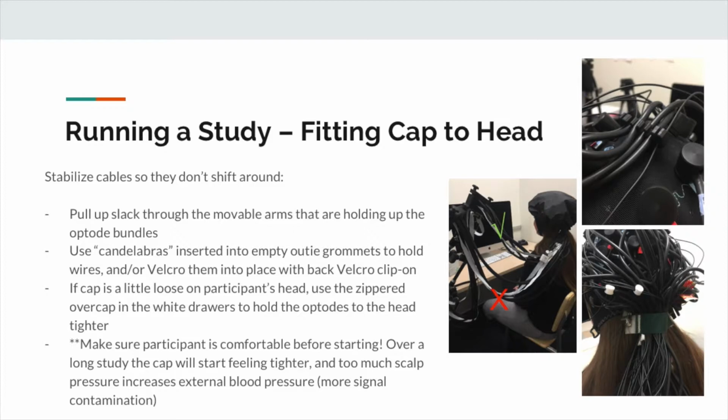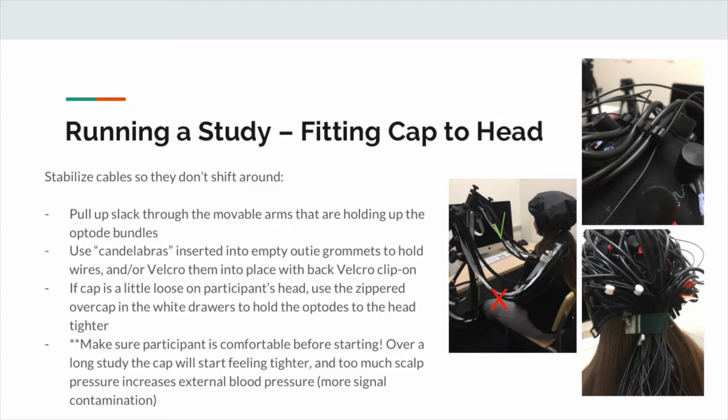You can also use what we call these candelabras, which are these little kind of forky plastic things. If you put them into empty grommets on the cap, then you can put the wires into them, and they hold those wires in place so they're not flopping around the space of the cap. And especially if you pull a little bit of slack through those, then there's not going to be any sort of tugging on that specific wire that would move the optode around on someone's head.